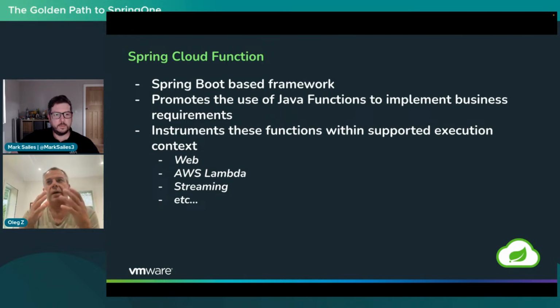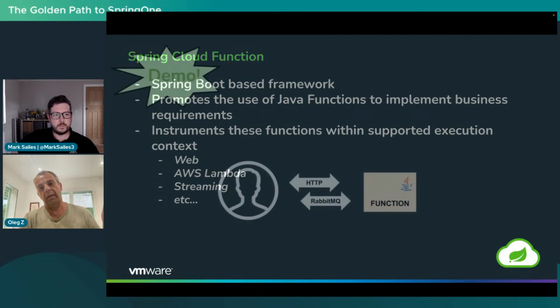So imagine you have Java functions that all of a sudden, with just adding a dependency to the class path, become a message handler or REST endpoint or AWS Lambda, as we're going to see today, and so many other things. So again, in summary, Spring Cloud Function is a Spring Boot-based framework, promotes the use of Java functions to implement business requirements, and then instruments these functions within a supported execution context. Your function could be pretty much anything that we support today, and if not, we can support it later, or based on Spring Cloud Function abstractions, you can implement your own support for Java functions within your particular runtime.